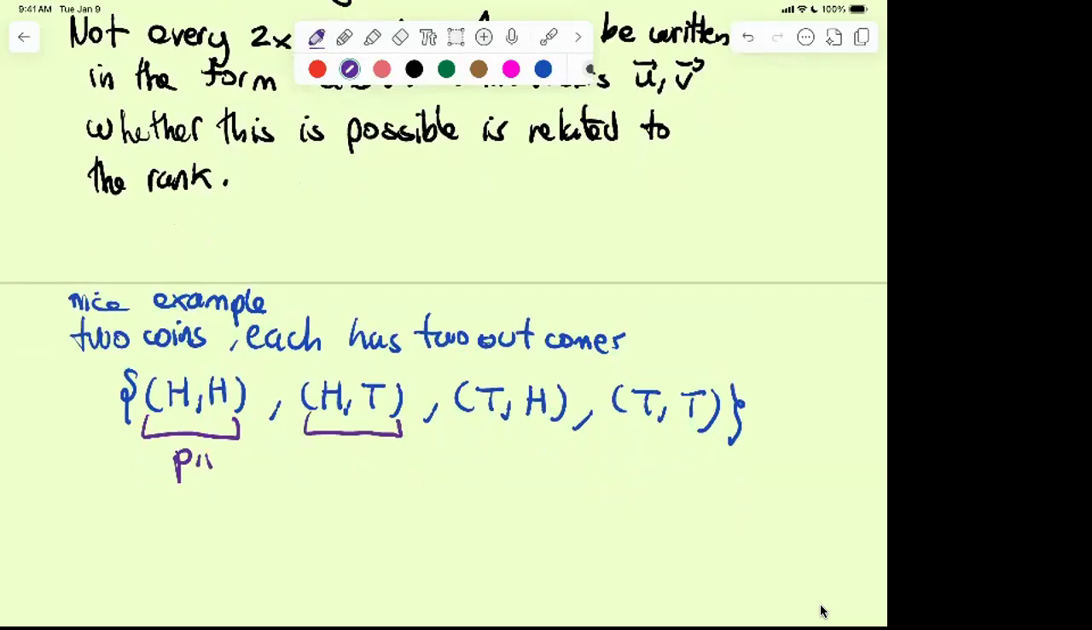I'm thinking of heads as being the one. So let's say P12. Oh my God, I should have called them 0, 1 or something like that, and then it would have been easier.